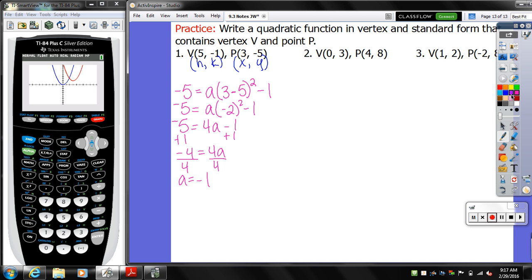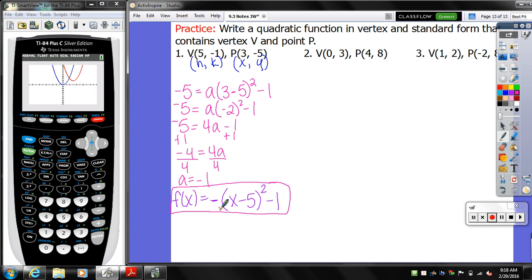Now we can go ahead and plug into vertex form. So we have f of x, which remember is just really y, equals negative. You can put the 1 if you want to, but you don't have to. Parentheses, x minus h squared. Then it's going to be plus k, but since k is negative, I'm just going to put a minus 1. Next thing we need to do is go to standard form. Remember, this is vertex form. So we need to go to standard form, and to do that, you just have to expand this.